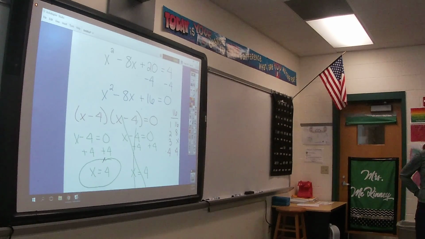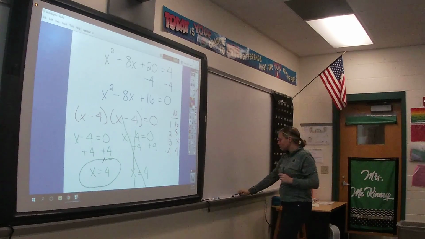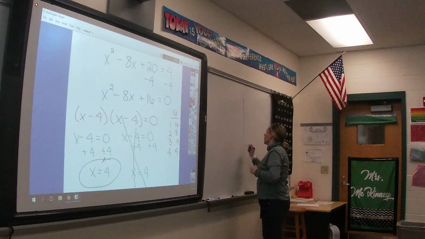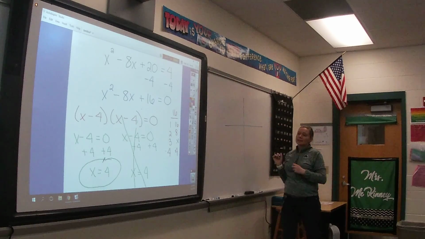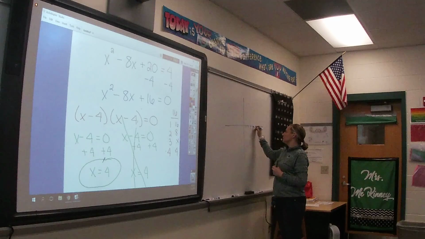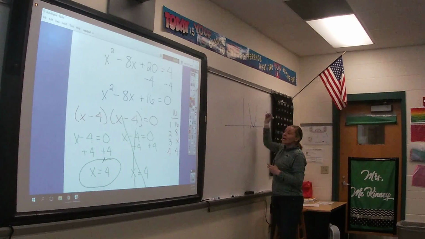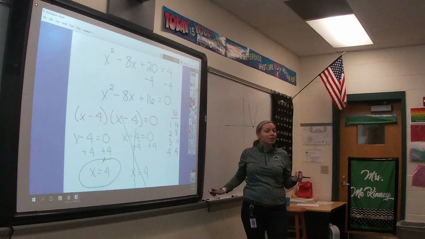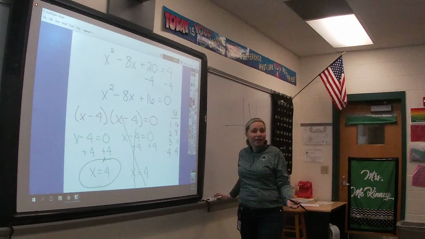If we were to graph this, what would that U-shaped graph look like? What would it be doing? It's not straight, it's still a U curve. Where is it gonna touch the x-axis? Oh, 4. Both sides. No, just on one side. It's just gonna touch it right there. It's not gonna actually cross and go underneath it.